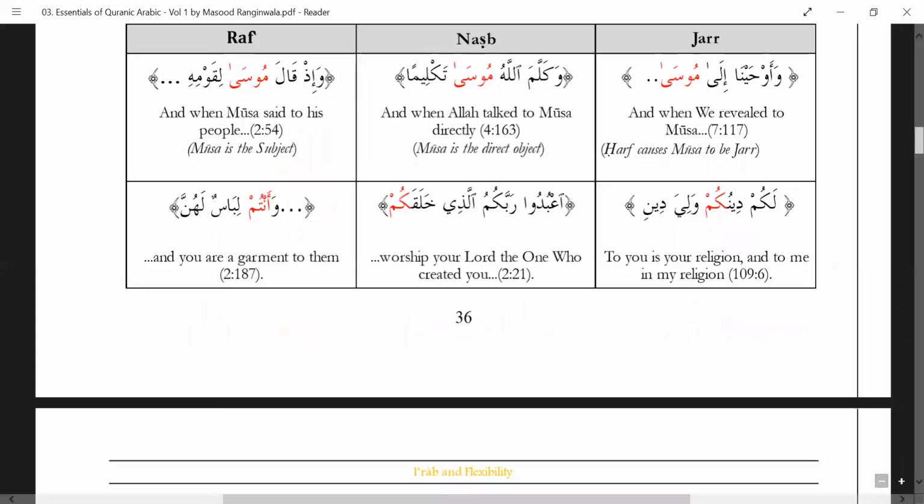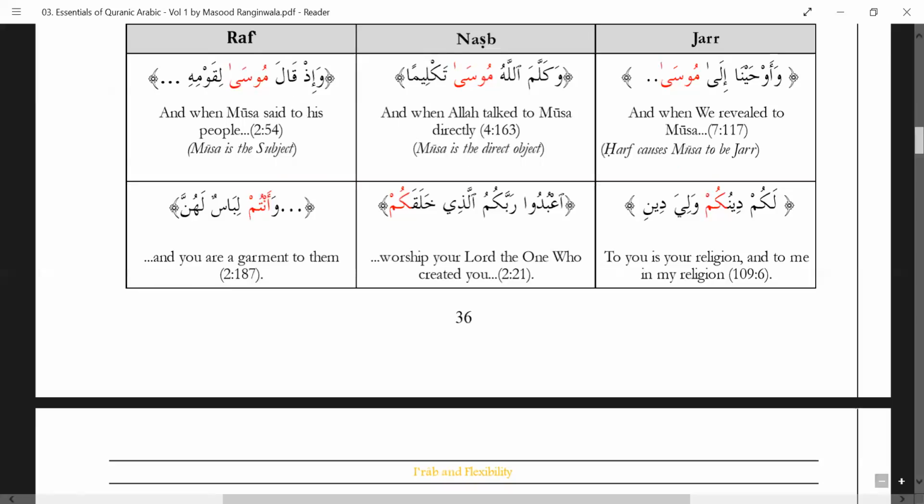Now here, when we do pronouns, you will see wa antum libasul lahun, and you are a garment to them. Antum here is a pronoun. We have done the pronouns chart. In that, we'll see that the independent pronouns, which are separate, are always rafa. They're doing the action. So when you have pronouns doing the action, you will always use the independent version.